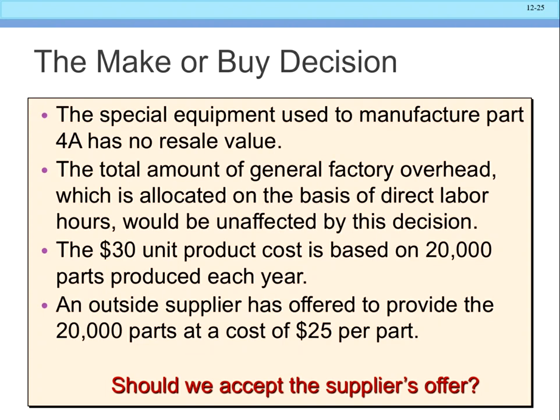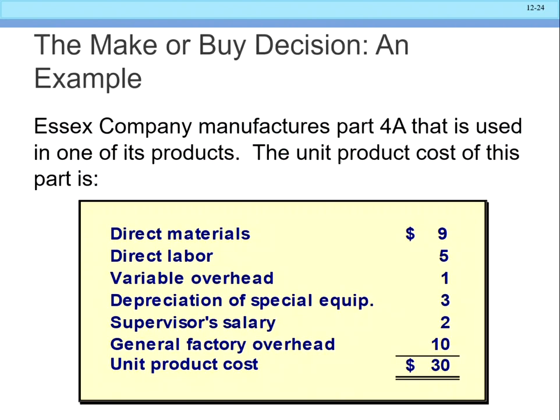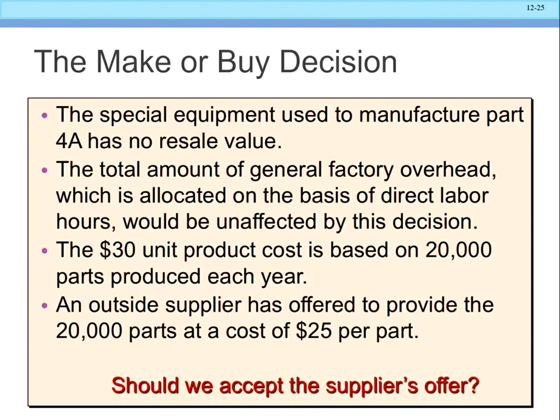Then the $30 per unit is based on 20,000 units that are needed each year. Now, we do have an external supplier who wants to give us the 20,000 parts at a cost of $25. Should we accept this supplier's offer or not? So in essence, should we continue to produce this product, which costs us $30, or should we take the offer from the supplier, which looks like it's cheaper?